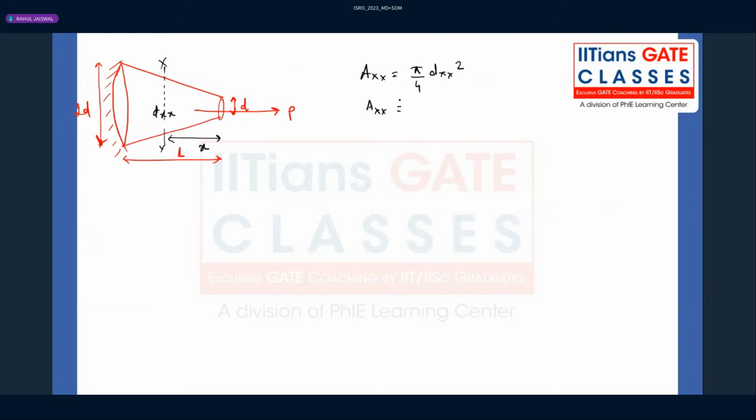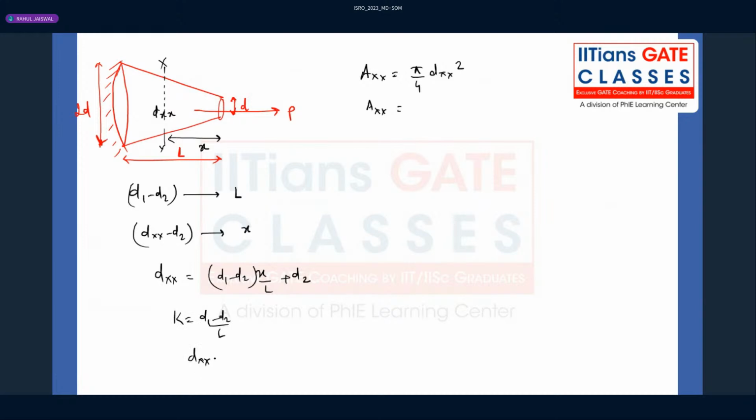Now, what is dxx? It's very simple. d1 minus d2 is changing over the length L, so dxx minus d2 will change over the length x. So here dxx will be (d1 minus d2) into x by L, plus d2. Here I am writing k as (d1 minus d2) by L. So dxx can be written as kx plus d2. So the area is pi by 4 (kx plus d2) whole square.